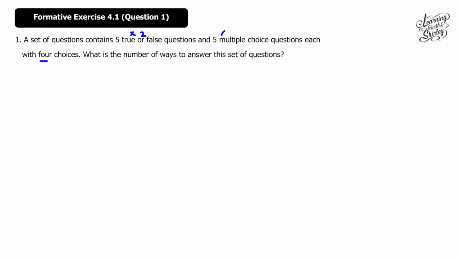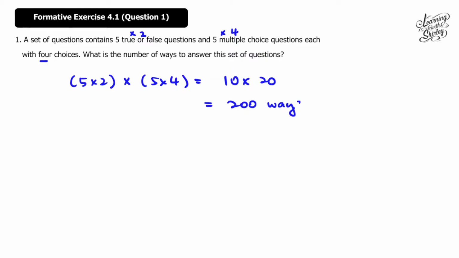means that times 4. So for the number of ways for this one, we're going to use the multiplication rule, which is 5 times 2 and then times 5 times 4, which is 10 times 20, and the number of ways will be 200 ways, and that's the answer.